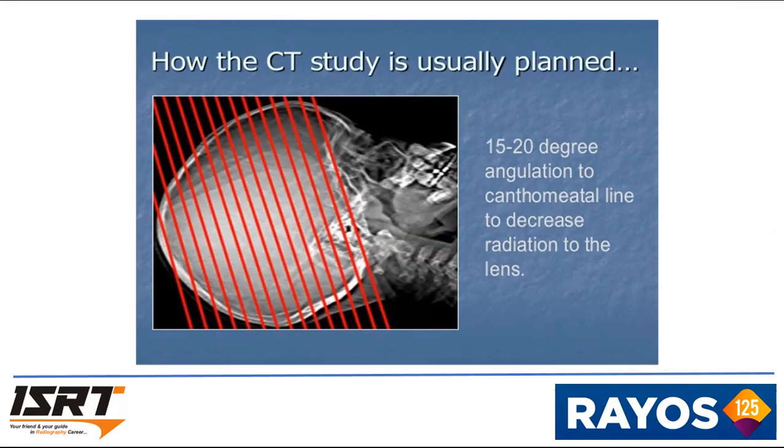While performing a CT head, the technologist should know the area to be covered. Since our eye lenses are vulnerable to radiation, a scan angle of 15 to 20 degrees to the canthomeatal line is preferred. But nowadays, with the volumetric nature of the image acquisition and very low overall radiation dose, people are not using this type of angulation anymore.